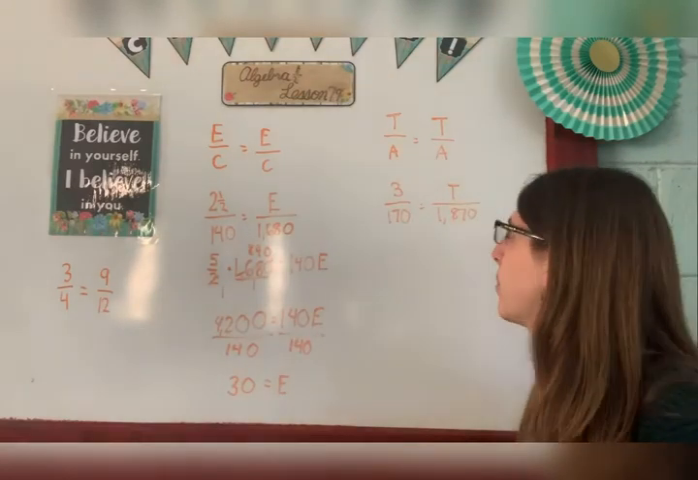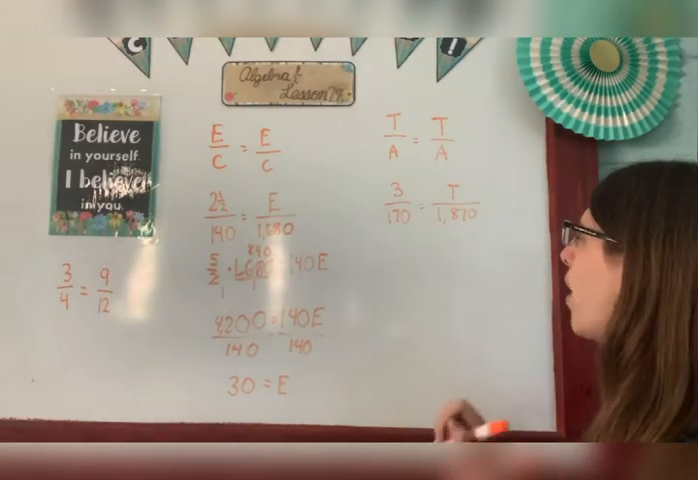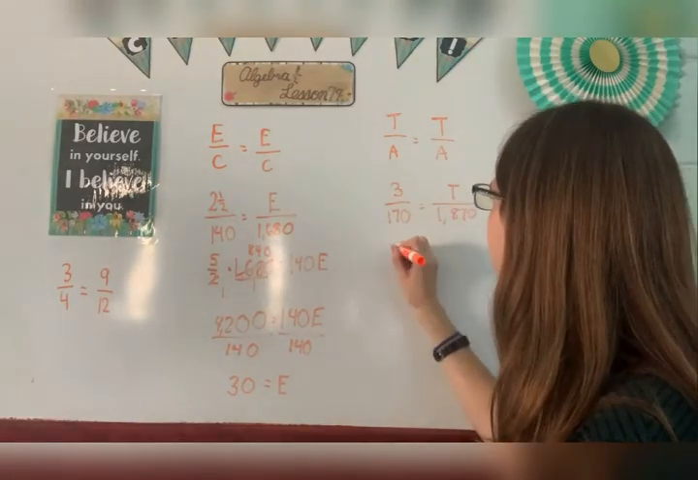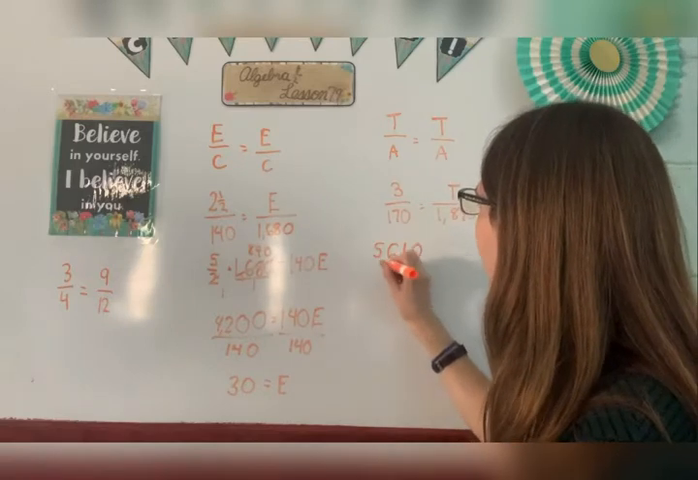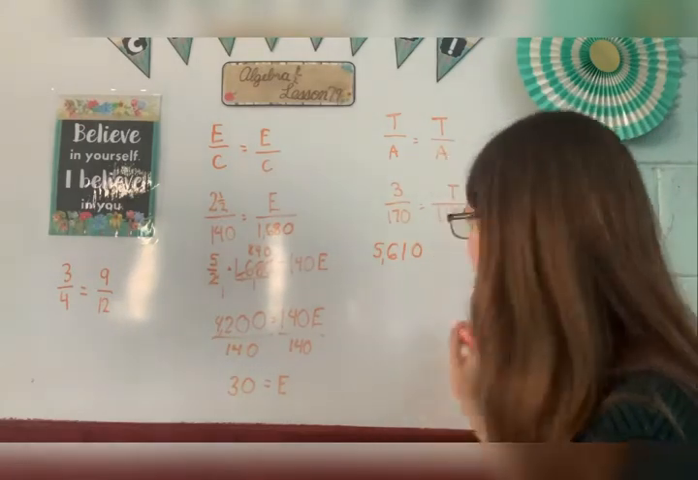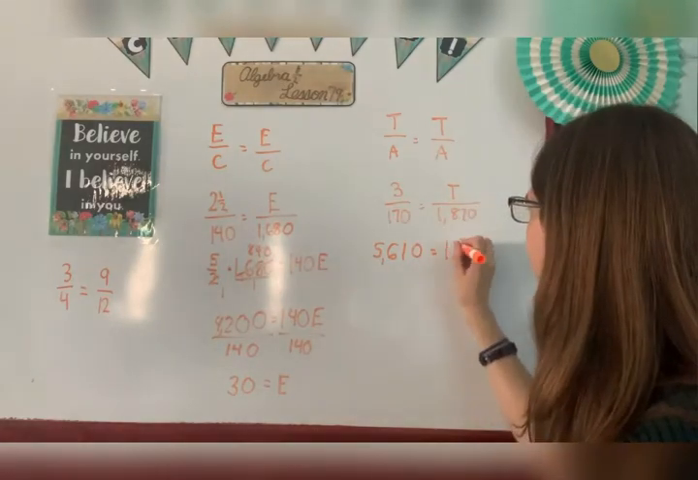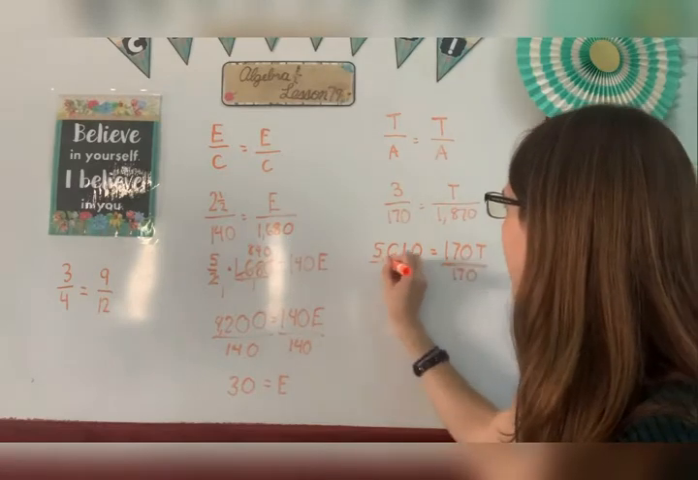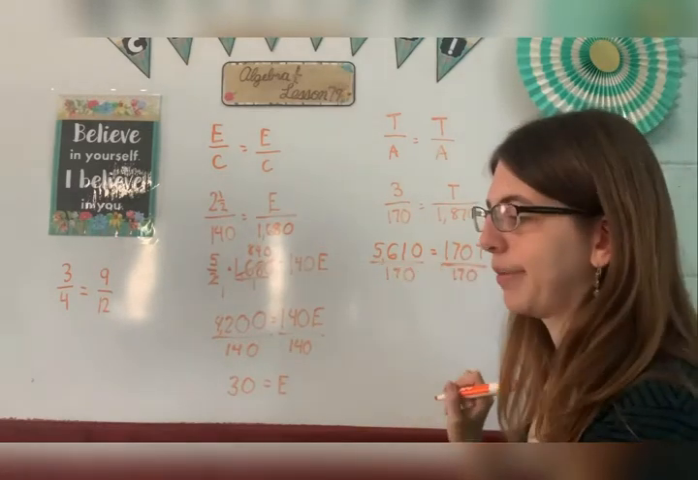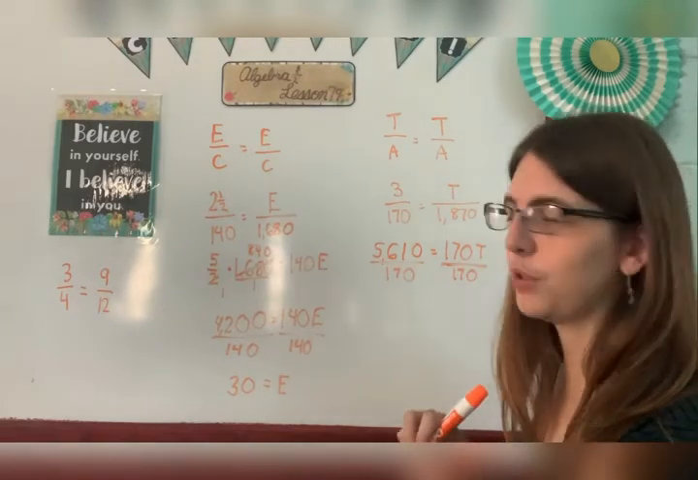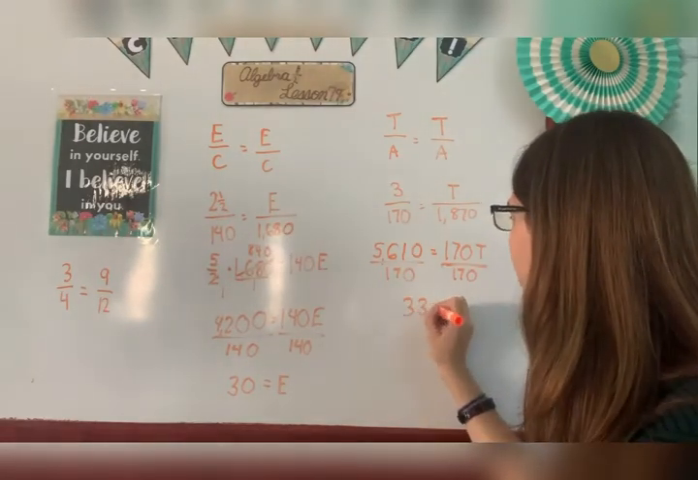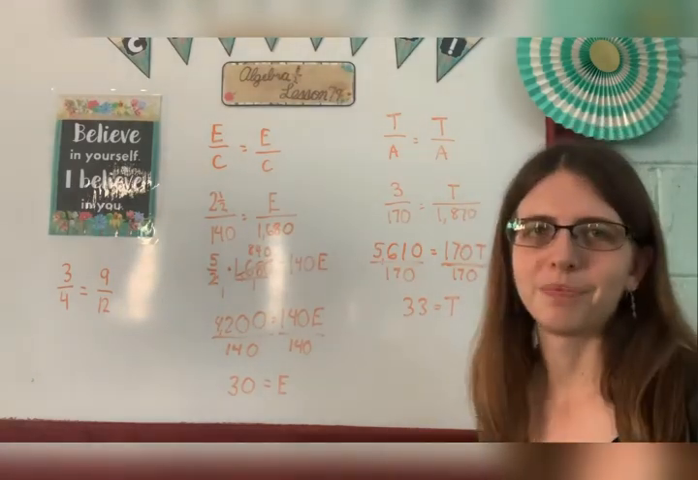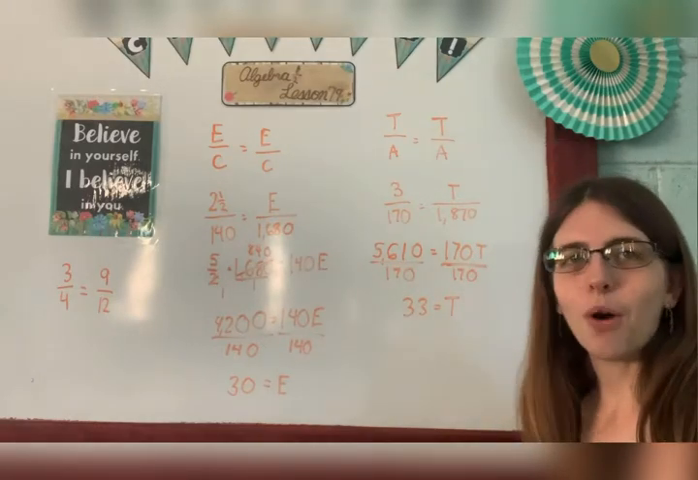Okay. So I'm going to cross multiply. 3 times 1,870 gives me 5,610 equals 170 times t. Divide both sides by 170, so I get t by itself. Now I'm looking at my book. I'm not doing this in my head, but you would need to do the division. You get 33 equals t. So you need 33 tons of fertilizer. All right, that's all that you have to do, all that you have to recognize.